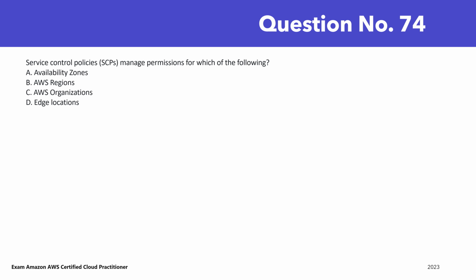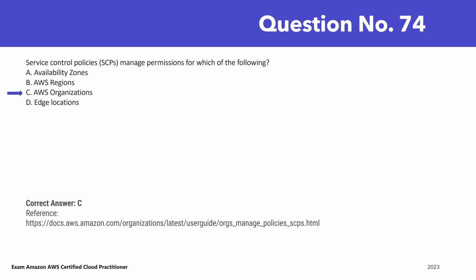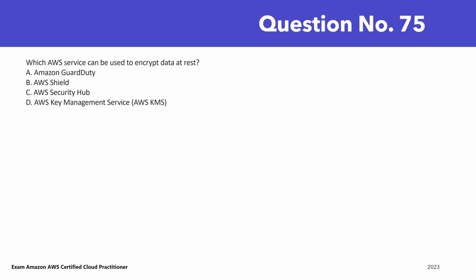Service Control Policies, SCPs, manage permissions for which of the following? A. Availability zones. B. AWS regions. C. AWS Organizations. D. Edge locations. Correct answer, C.